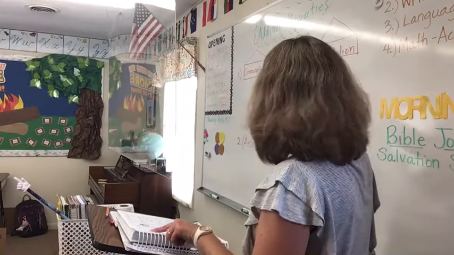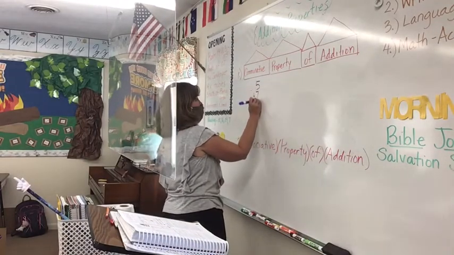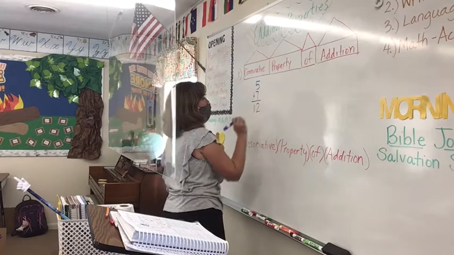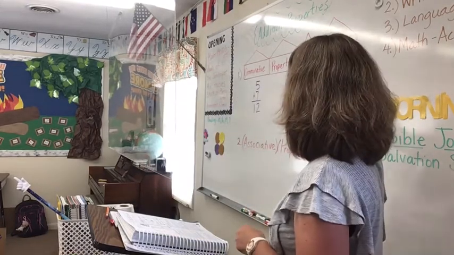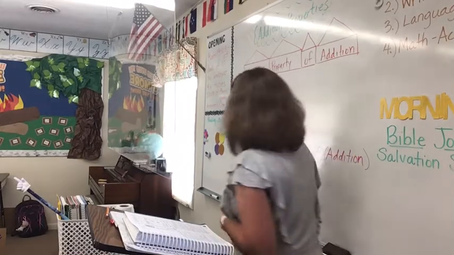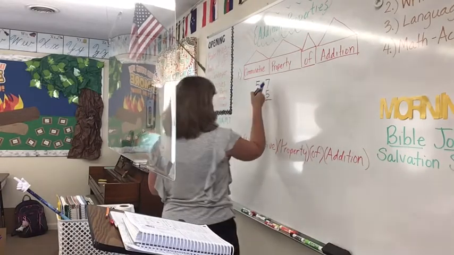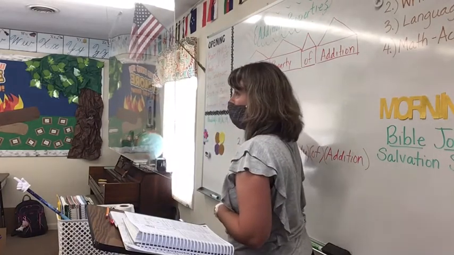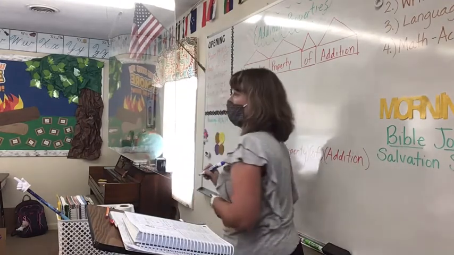Okay, so the commutative property, we've got 5 plus 7, and I heard somebody say that equals 12. So what's the related fact if we use the commutative property? Lucas? 7 plus 5. Right. We're just going to switch the addends. Does 7 plus 5 equal 12? Yes. This is like a review.